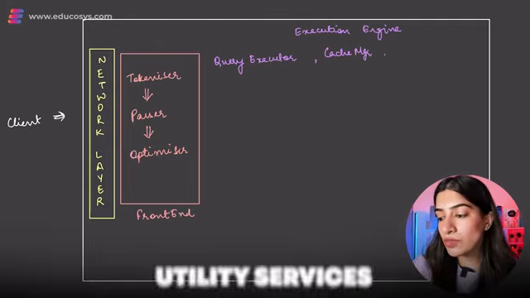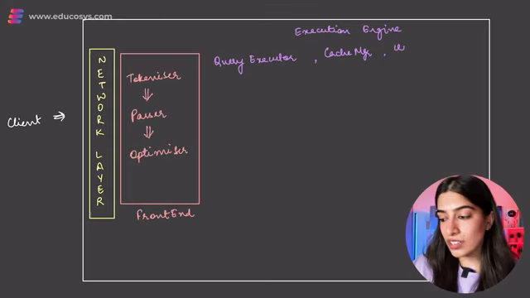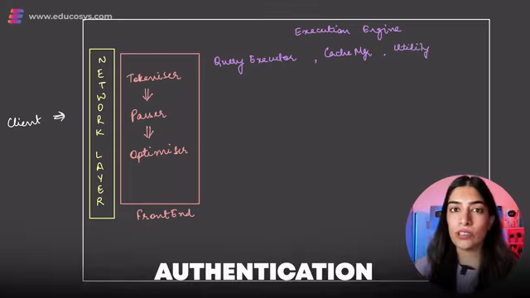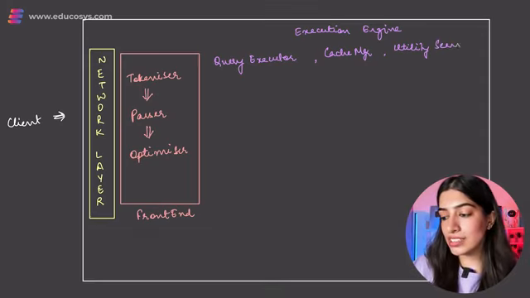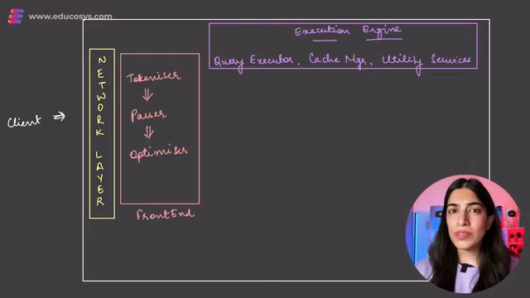Other than this, there are also some utility services inside the execution engine. Like for example, for authentication or security or backup or metrics. For these things, there are some utility services inside the execution engine. Now you must be thinking, Kirti, didn't we just do the query execution? Shouldn't this bring us to the end of the entire system?